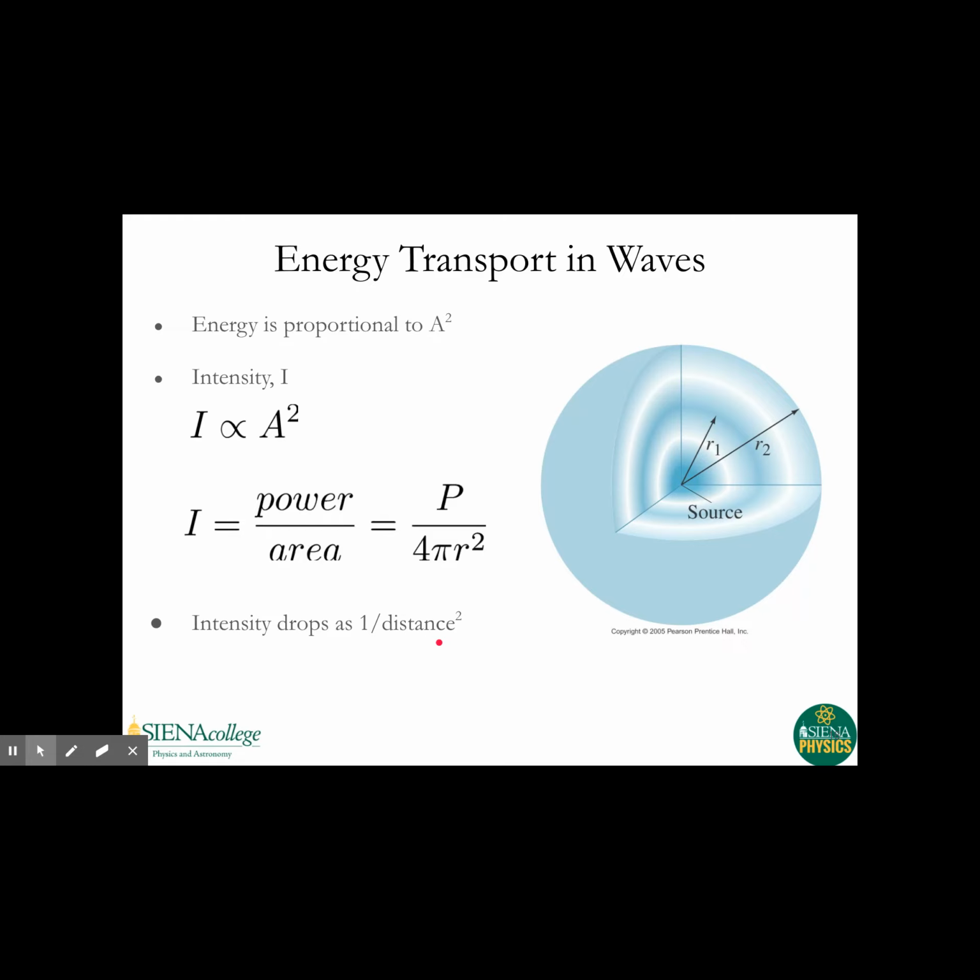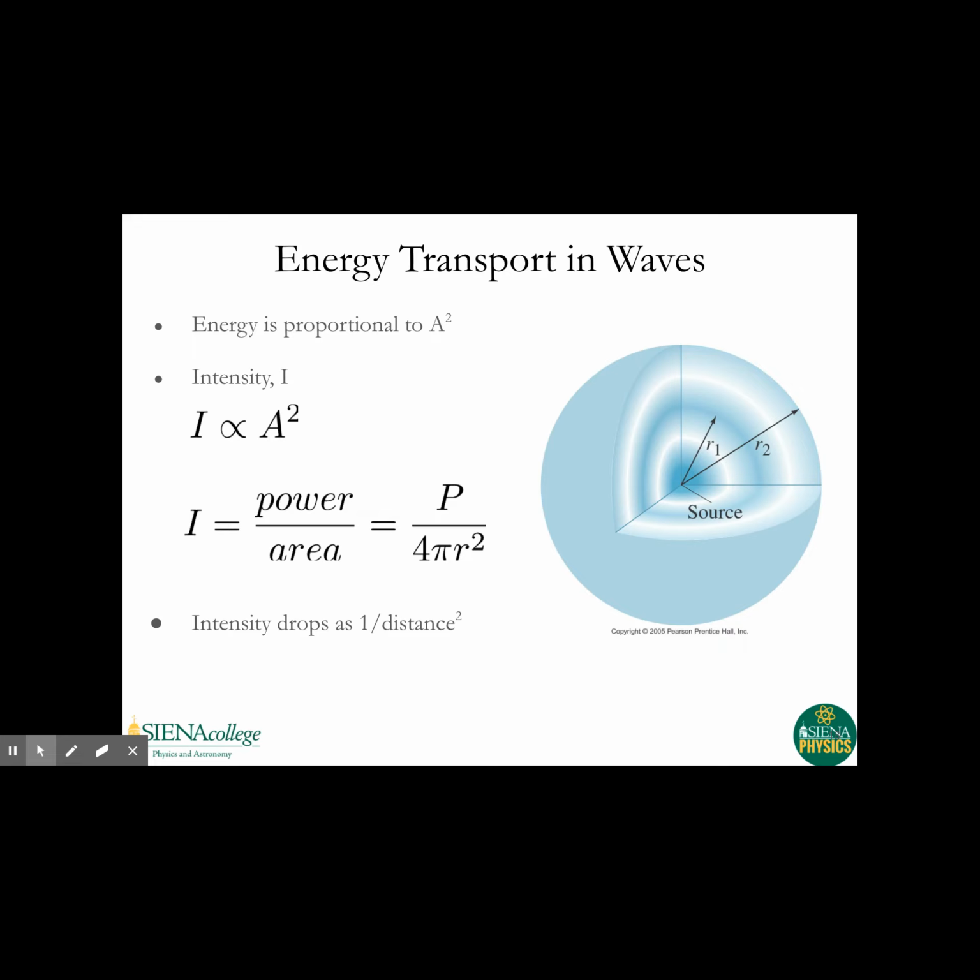Energy is transported in waves. Remember, if we think about a spring, energy is proportional to the amplitude squared. So we had energy equal to 1/2 k A squared when we were talking about springs, and so we're saying energy is proportional to A squared. And intensity is just power over area. Think about power: power is proportional to energy.